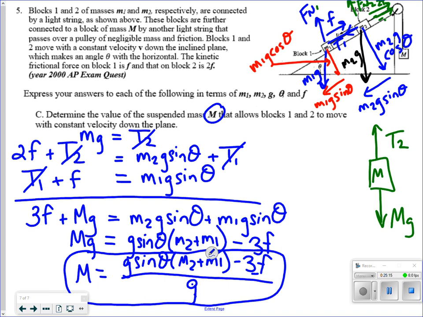All right, but here's the trick. Take each block, each object you're working with, do a free body diagram for each one, and then set up your statement for each individual object, and then add them together. Different things will cancel out. They have to. And then simplify. Simplify as best you can.